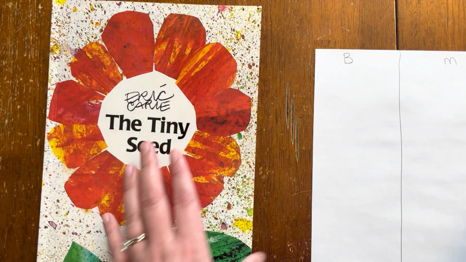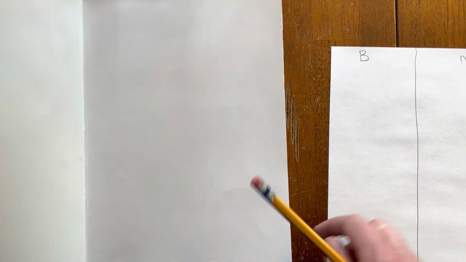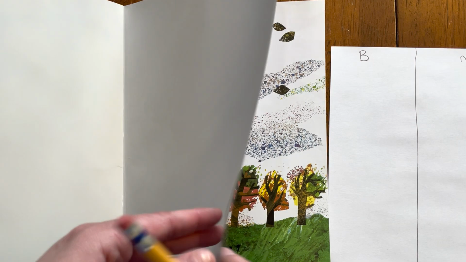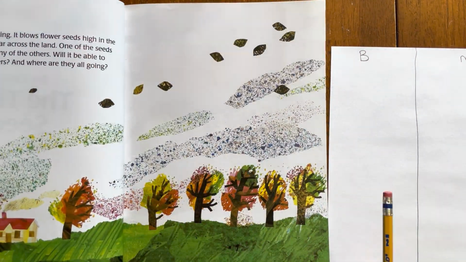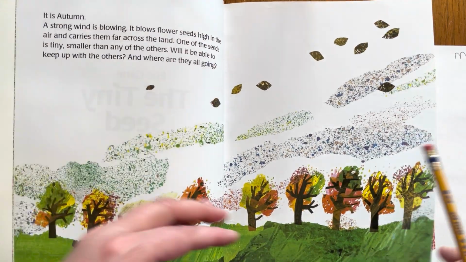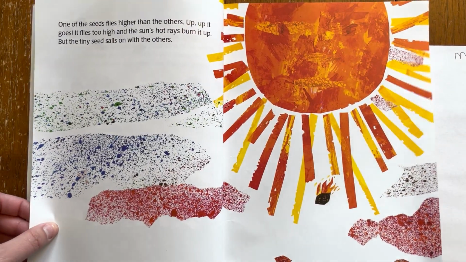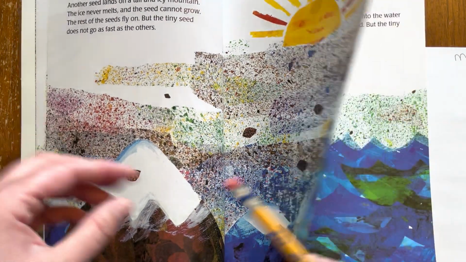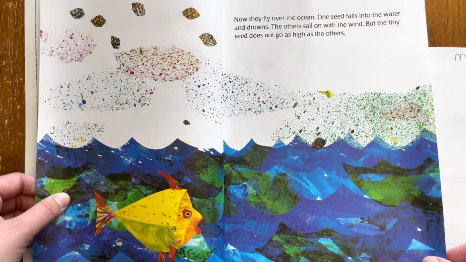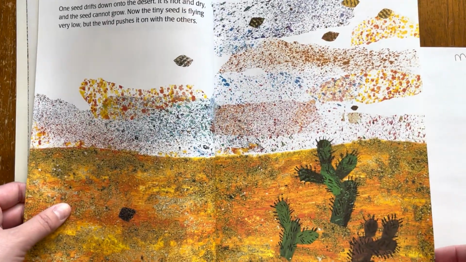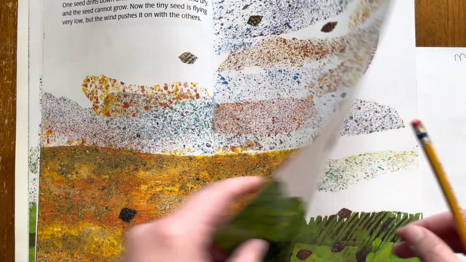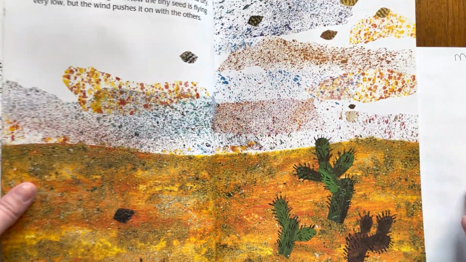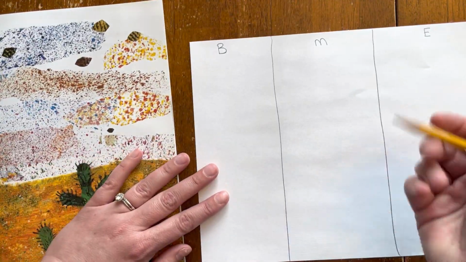So let's see what happened at the beginning of the story with our tiny seed. Let's look at some pictures. We're not going to read this story, but we can look at the pictures because we've read this a couple times now. So what happened to the tiny seed first? At the beginning of the story, what happened? So in the beginning of the story, the wind was pushing the seeds to different places. So that's what was happening at the beginning of the story.